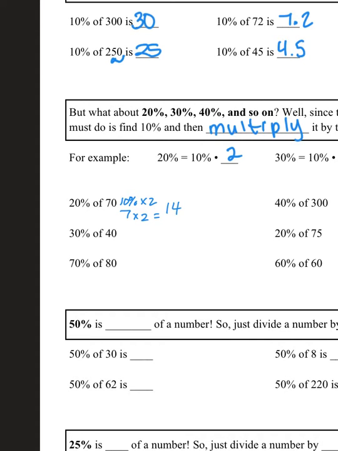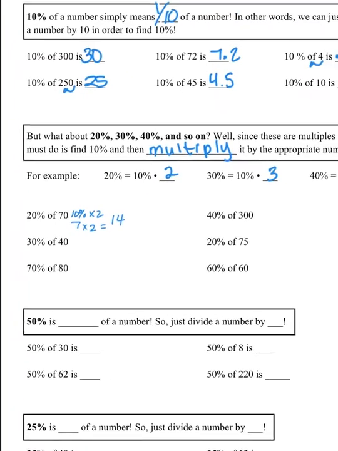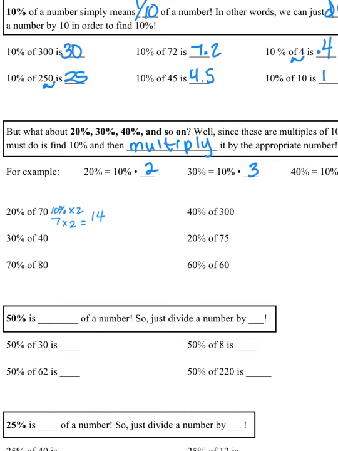So if you're eating at a restaurant and the bill is $70, then you would tip $14. Okay, 40% of 300. Well, that's 10% times 4. So what's 10% of 300? 30. So 30 times 4 is 120.